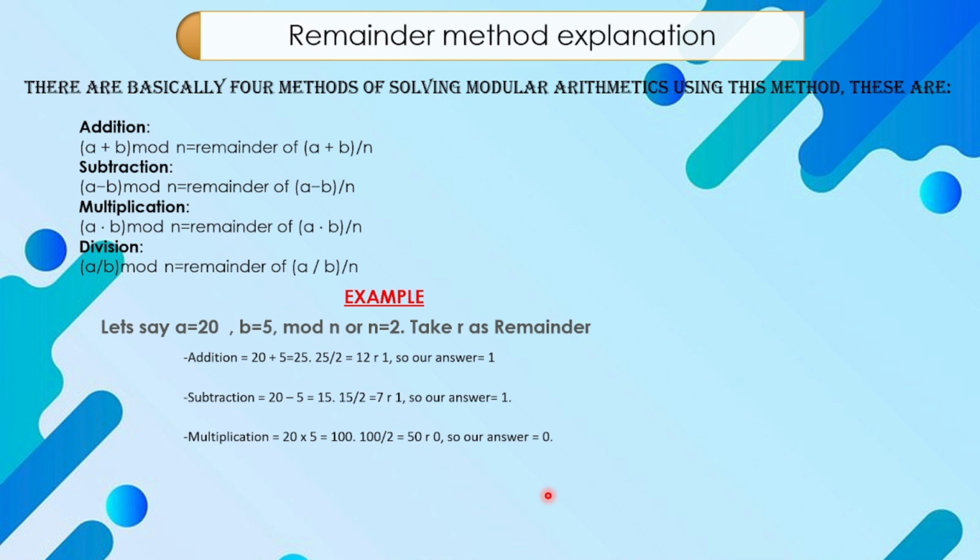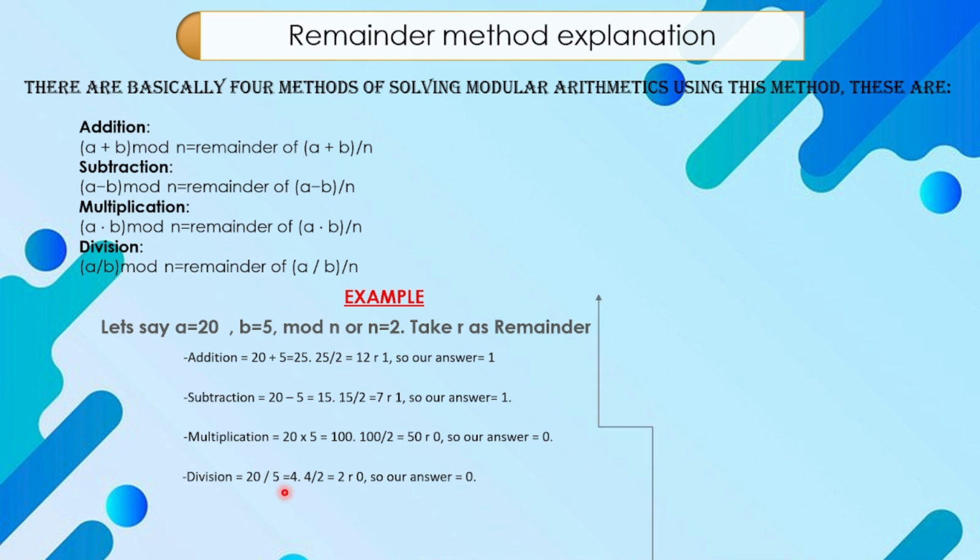Multiplication. 20 times 5, we know that's 100. 100 divided by 2 is equal to 50, remainder 0. So our answer is 0. Division. 20 divided by 5 is 4. 4 divided by 2 is 2, remainder 0. So our answer is 0.